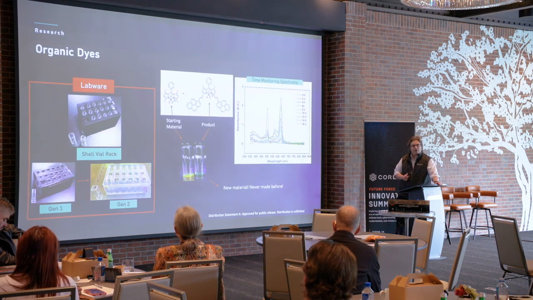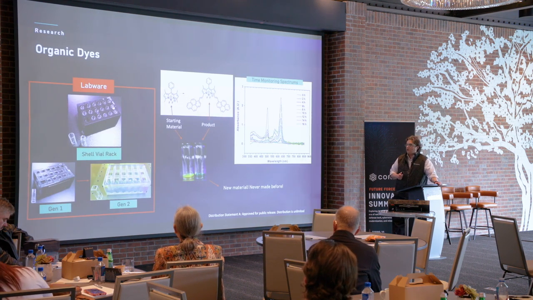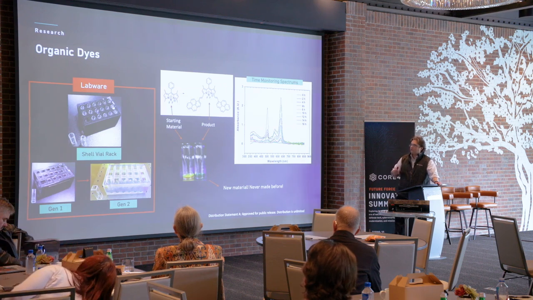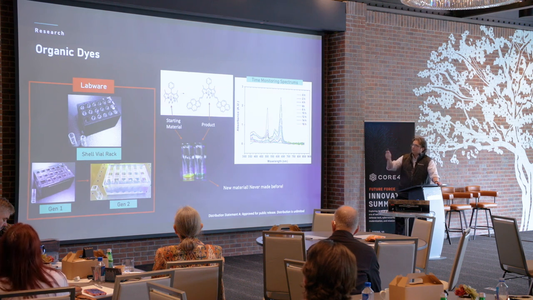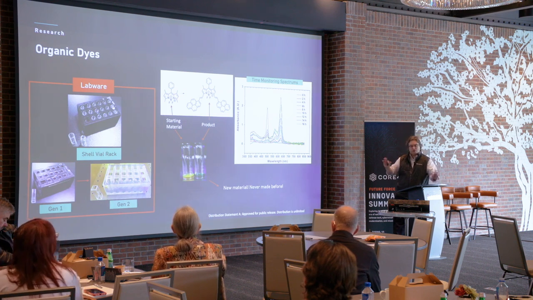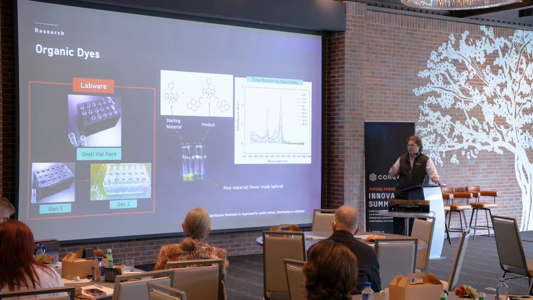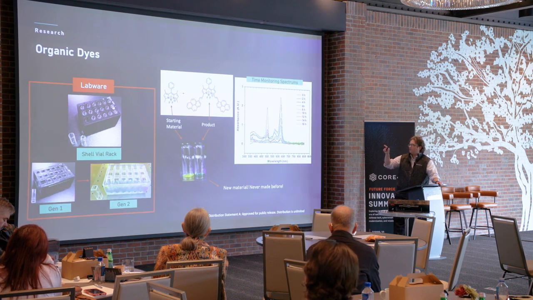So we started off doing organic dye synthesis. We can see here we started with some starting material, and through a chemical reaction we have produced this product. This was our first time ever actually using the robot, and we produced a new material that we cannot find reference to in any of the literature, and it was produced in our robot. And we can actually see through this time measuring spectra the change from your starting material to your new material here.